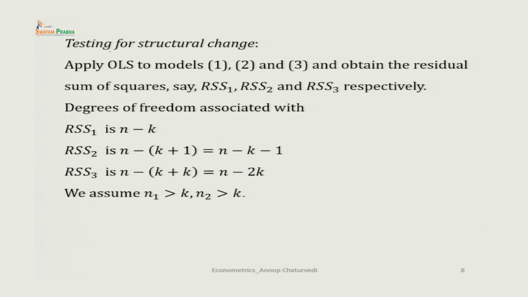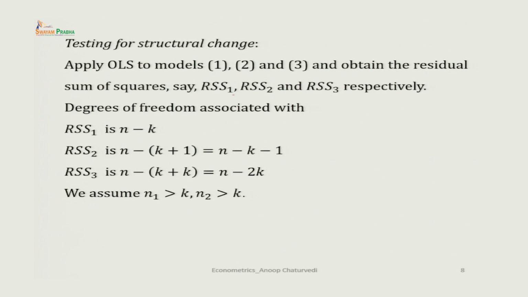Now, we consider the test for structural change. So, when there is no structural change, or when the structural change occurs just because of a change in the intercept term, or when the structural change occurs because of a change in just the slope coefficients, that is betas. So, we apply OLS to models 1, 2 and 3, and then we obtain the residual sum of squares.